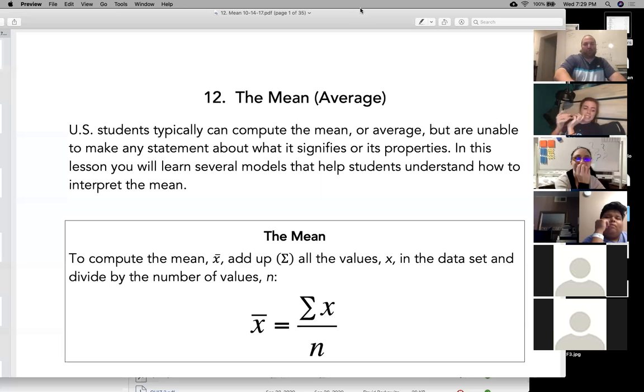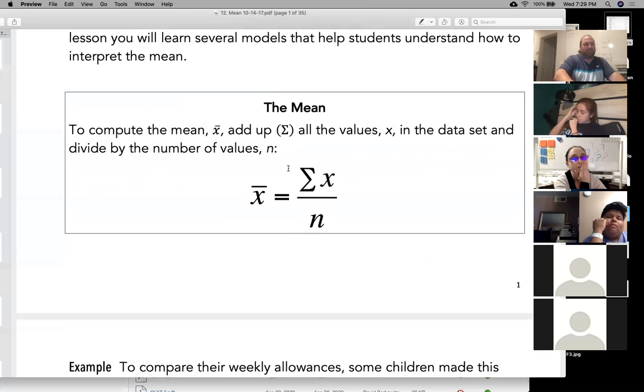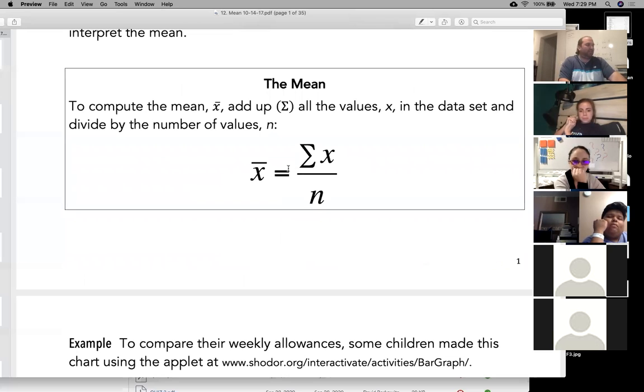All right. Anywho, so we have the mean, which is you add up all the values and then you divide by how many you have. That gives you the mean.